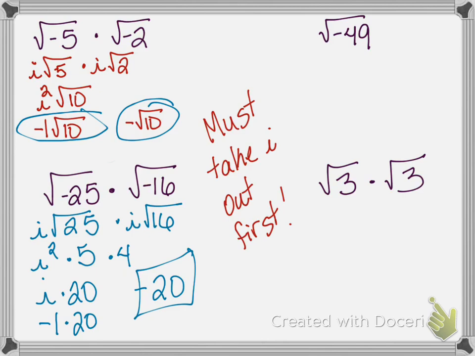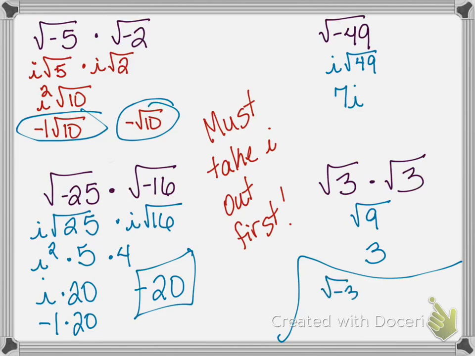Okay. Again, go ahead and get in that habit of taking that i out. Can I take the square root of 49? Good. So then I have 7i. It's not i squared, so I can't do anything with that. Okay? Now, square root of 3 times square root of 3. We don't have any i in there. So that's just 3.